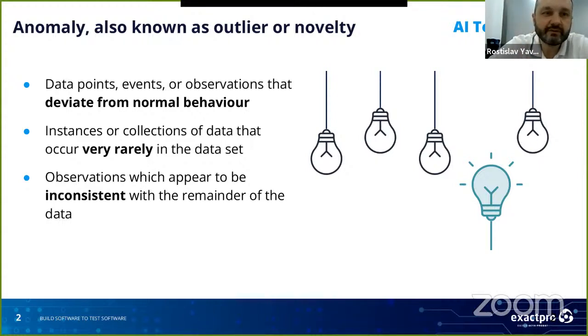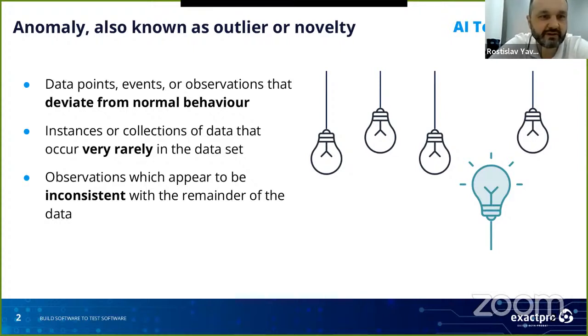Anomaly is data points, events, or observations that deviate from normal behavior. You can see this nice illustration from our designers on the right. You see a sequence of lamps, each black and white, and they are almost the same, the same size, the same direction, and at some point you see a completely different object. So this is an anomaly, an outlier. It has a different color, different direction, different size. So it definitely deviates from normal behavior.